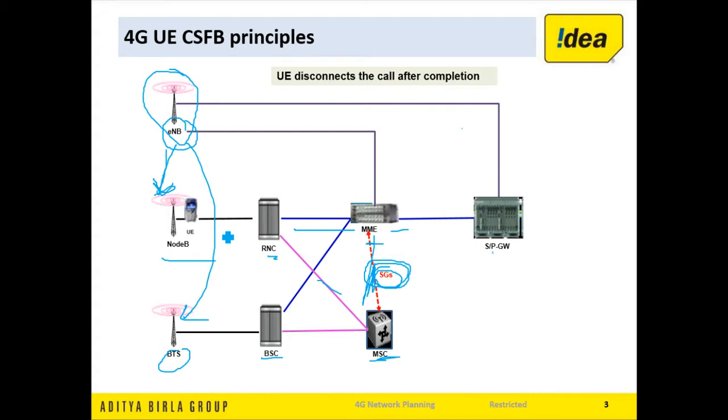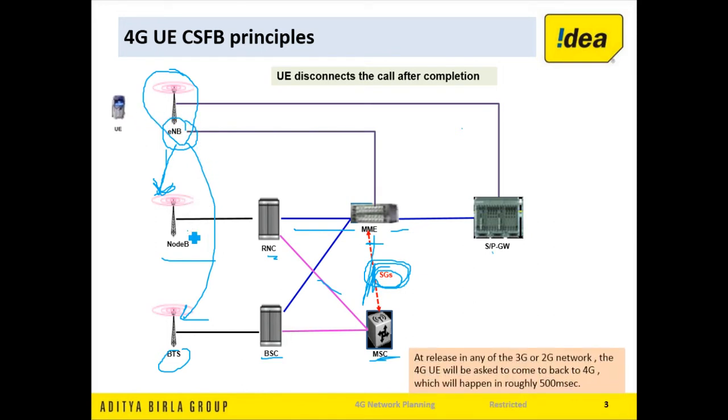Now let's look at this scenario. What happens when a UE disconnects the voice call for which it has come to either a 3G layer or a 2G layer? When the release has been done in any 3G or 2G network, the 4G UE will be asked by the respective 3G network or 2G network to go back to the 4G network.